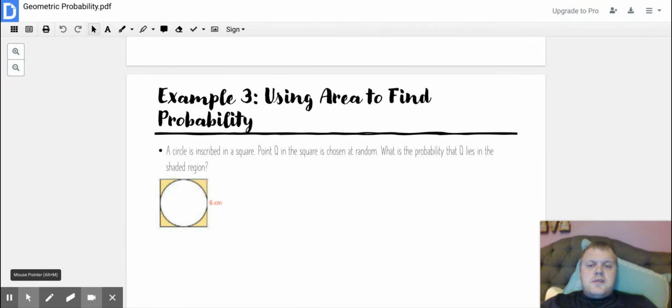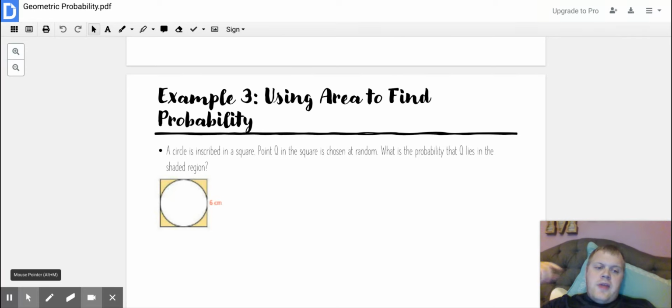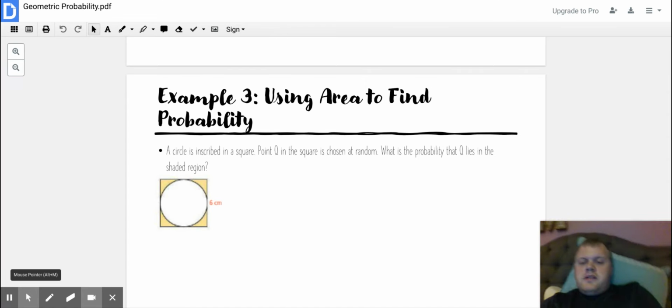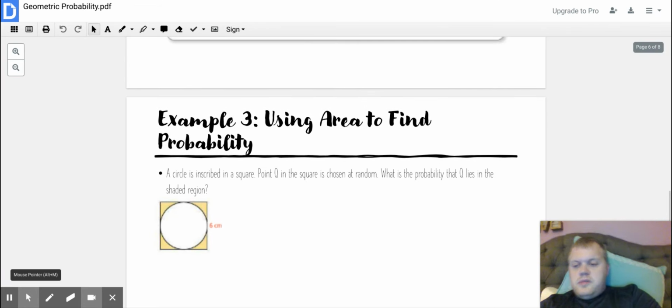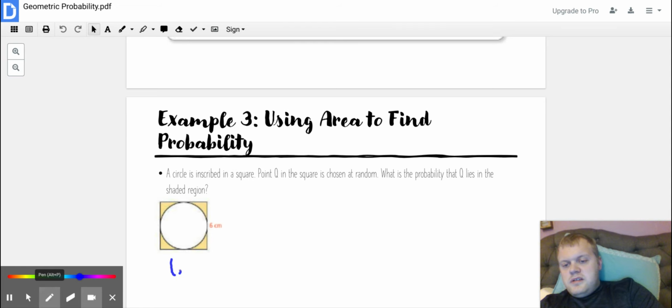A circle is inscribed in a square. Point Q in the square is chosen at random. What is the probability that Q lies in the shaded region? If the circle is on the inside of the square, then what we have to do is find the area of the circle first, and then find the area of the square and subtract, because that will tell us what part of the square is not part of the circle. Knowing that this side on the square is a 6. In a square, all sides are going to be equal. That means that this side will also be 6 centimeters.